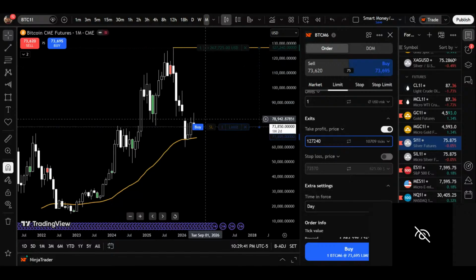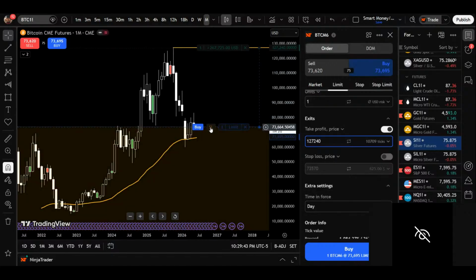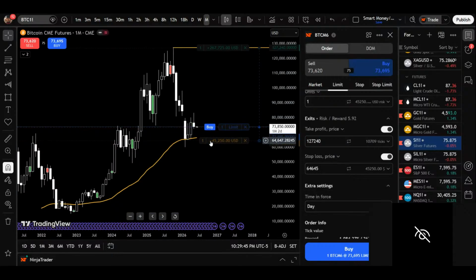One. Now your stop loss, don't get me wrong, that's a big loss too. Just right there, it's $45,000. But this is a monthly chart. This is a monthly chart. But you can make a lot of money trading Bitcoin futures. Man, crazy ain't the word, dog. Crazy ain't the word.